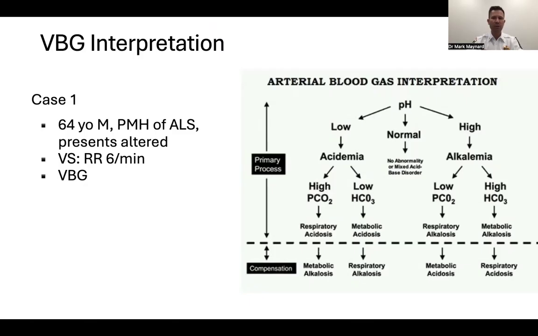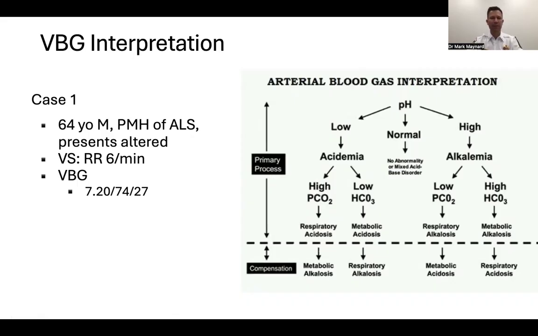All right, so what does our VBG show? Traditionally, we see the pH as the first number, then a dash, then the PCO2, and then the bicarb. That's the order: pH, PCO2, bicarb. So our pH is going to be low. If we go up here to our analysis, pH is low. So we do know at this point, we've established this patient is acidemic, or has acidemia.